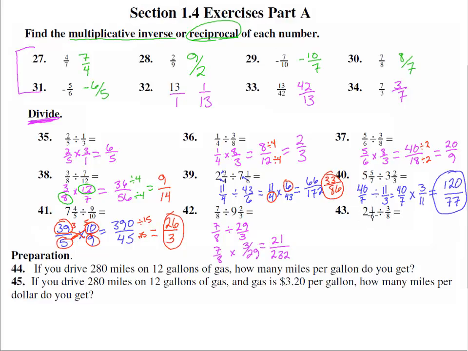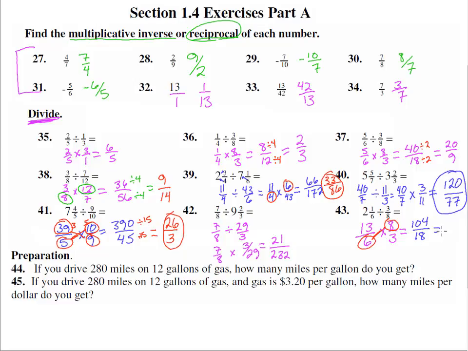Change this to an improper fraction. 6 times 2 is 12, plus 1 is 13. 13/6 times 8/3. When we multiply these, do you notice something that will simplify? An 8 and a 6 both have a 2 in them, so we'll be able to divide by 2 when we get there. 13 times 8 is 104. 6 times 3 is 18.